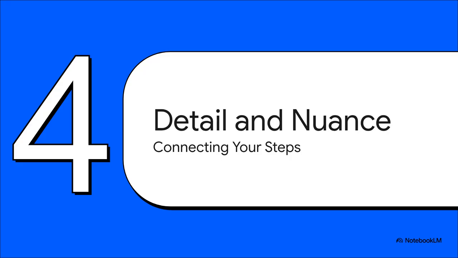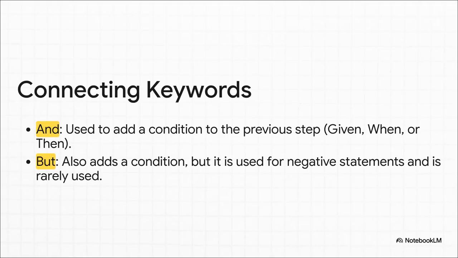Okay, so sometimes just one given, when, or then isn't quite enough to describe a full step. Gherkin gives us a few more keywords to help our tests read more naturally, like a real sentence. The most common one you're going to use is and. It just lets you chain steps together so they're easier to read. For example, when the user enters credentials and clicks the login button.